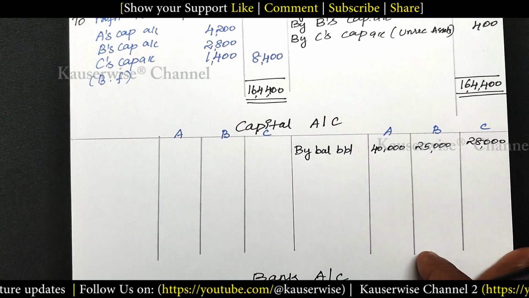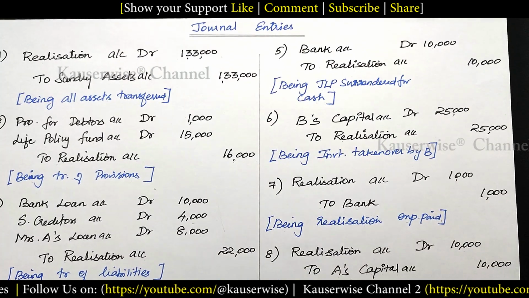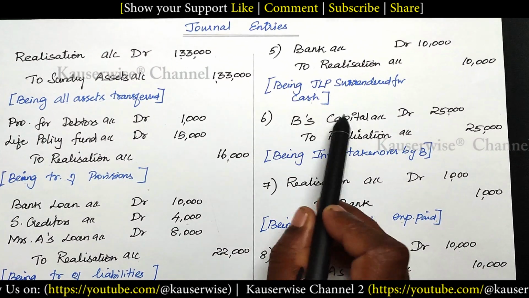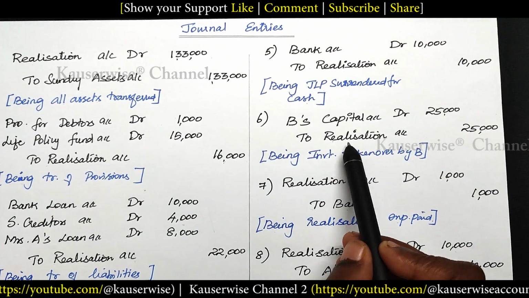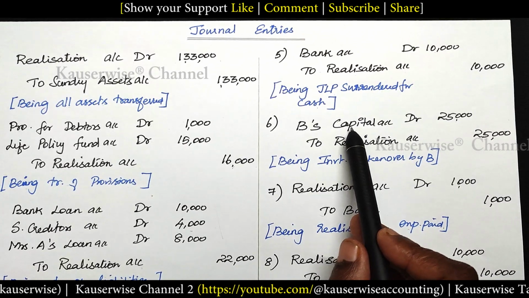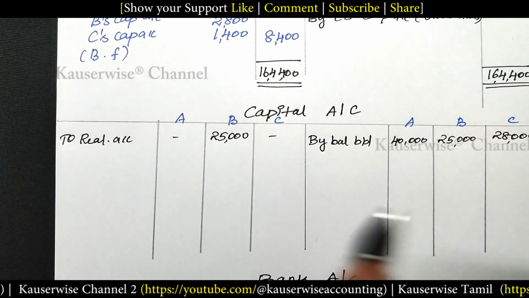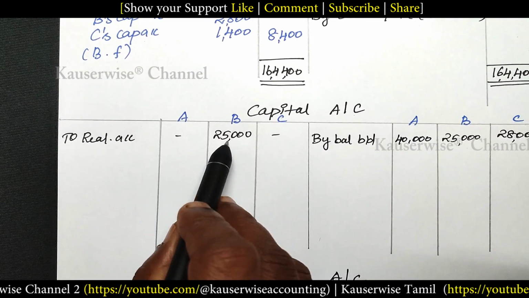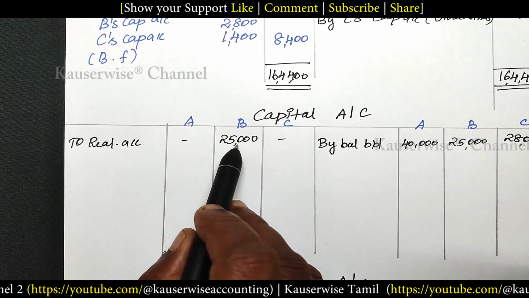Okay, let's see the journal entry. See the journal entries. In the 6th entry, we have B's capital. B's capital account debit to realization. Okay. So enter realization under B's capital. See the capital account. We have entered realization account. How much? 25,000 under B's capital.